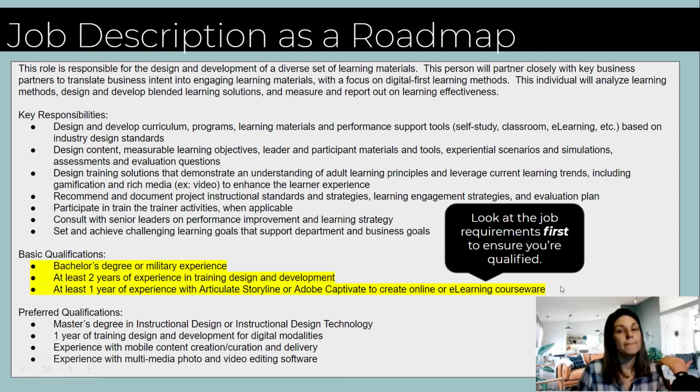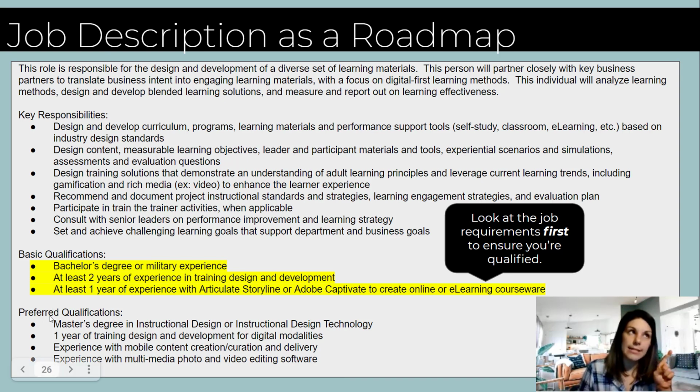So look at the job requirements first to ensure that you are qualified. So here you would need a bachelor's degree, check. At least 2 years experience in training and design and development, check. You have that. You got it.